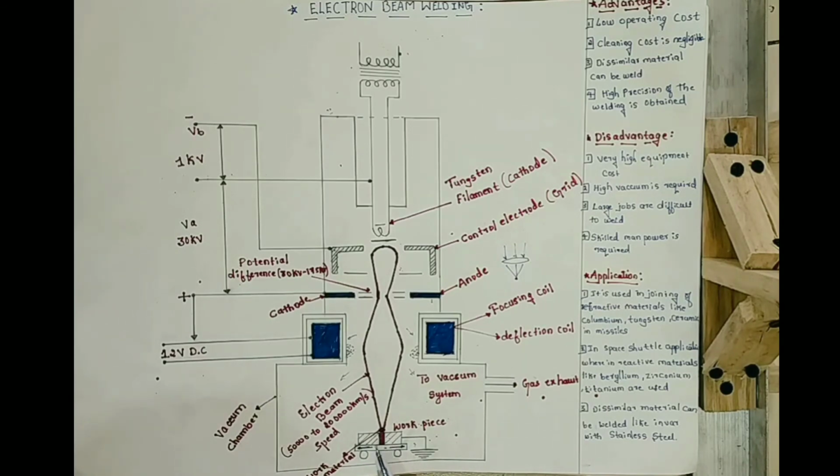During that process, because of the thermal energy, a lot of gases are liberated from the workpiece, and they will be exhausted from the exhaust gas path. There are some advantages, disadvantages and applications of electron beam welding. These are helpful for your exam preparations. So this is all about the working principle of electron beam welding.